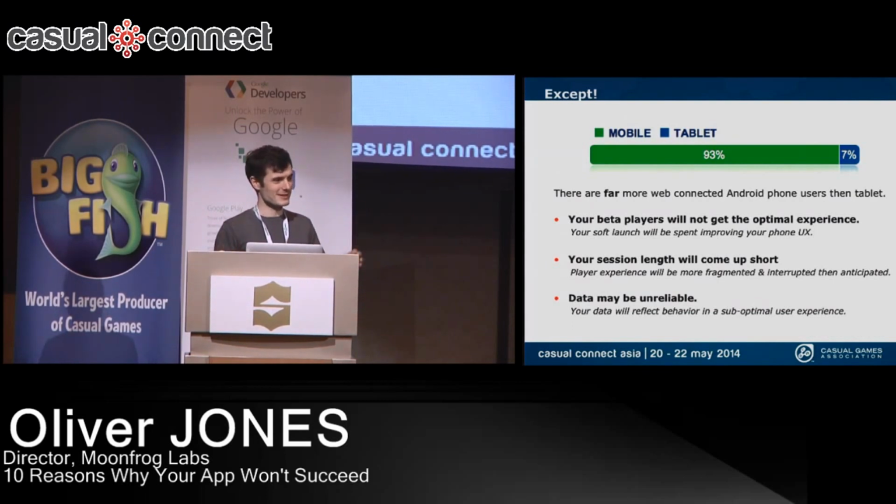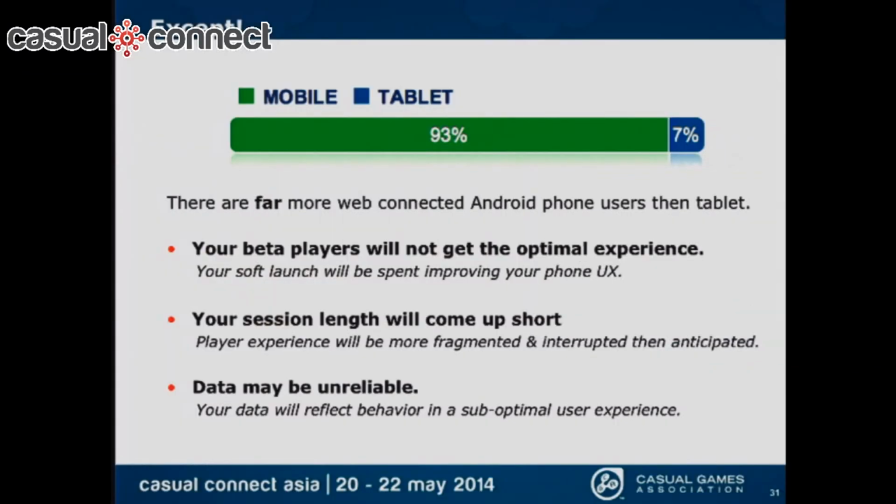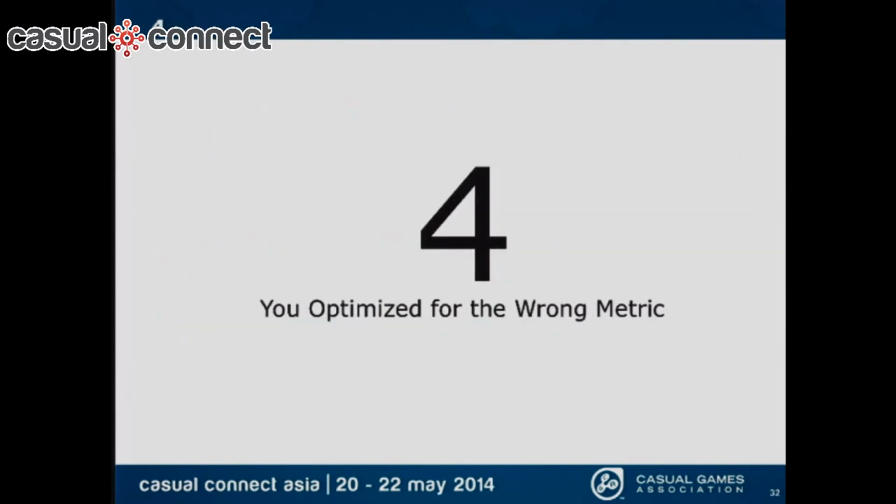What you may end up with is something looking like this. You soft launch on your Android device, and it's like, this experience that I made for tablet is actually only 7% of my test market. Everyone else is not getting the optimal experience that I designed for. The session length is more fragmented than I expected, and my data might be a bit unreliable because player behaviors are slightly different from what I expected.